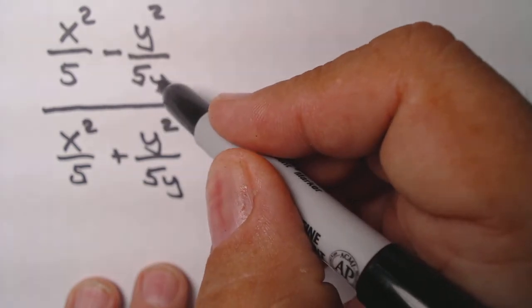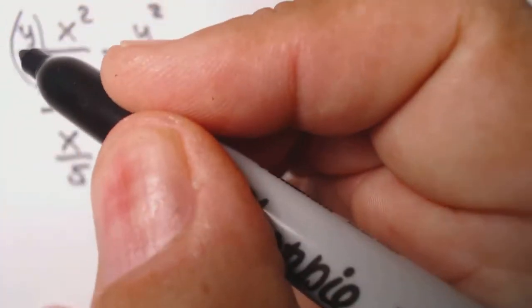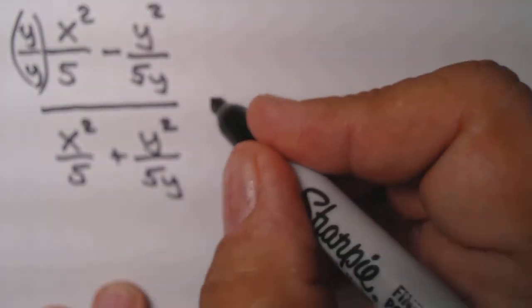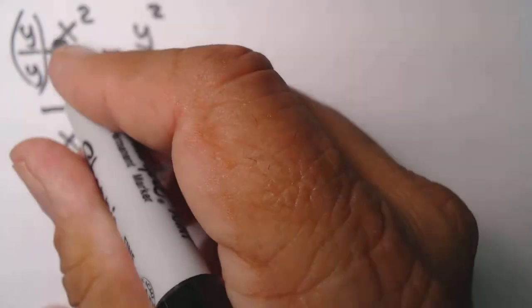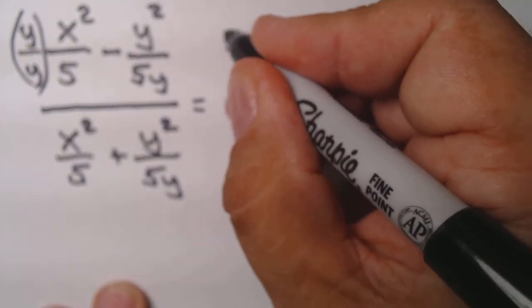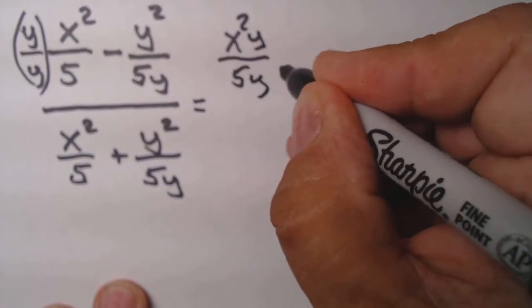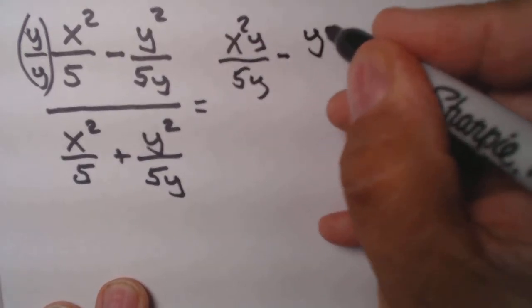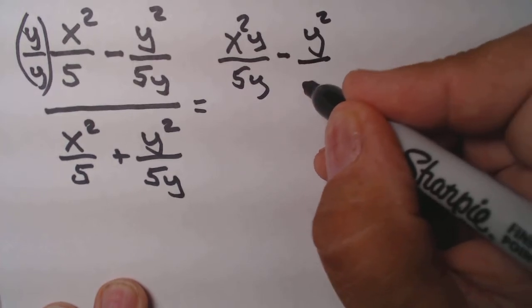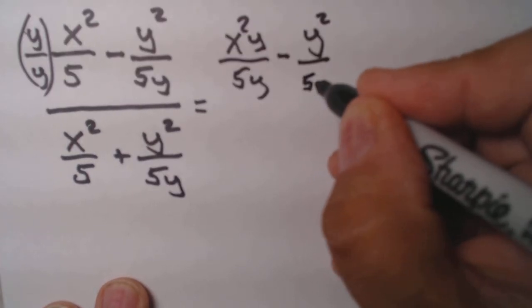The LCD is 5y, so that means I'm going to have to multiply this first guy, top and bottom, by y. And that'll give me then upstairs x squared y over 5y minus y squared over 5y.